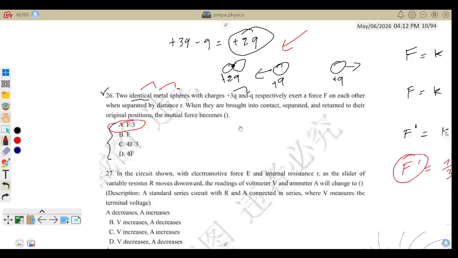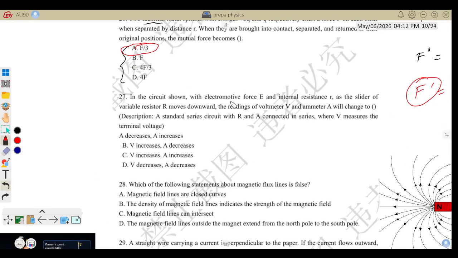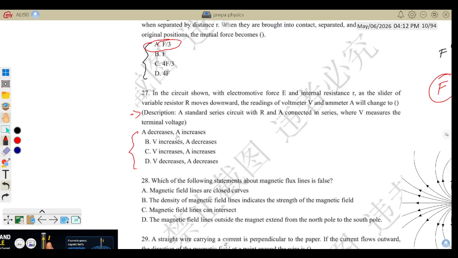All right, so for question 27, what do we have here? In the circuit shown with the electromotive force E and internal resistance r, as the slider of the variable resistor R moves downward, the readings of the voltmeter V and the ammeter A will change to one of those.